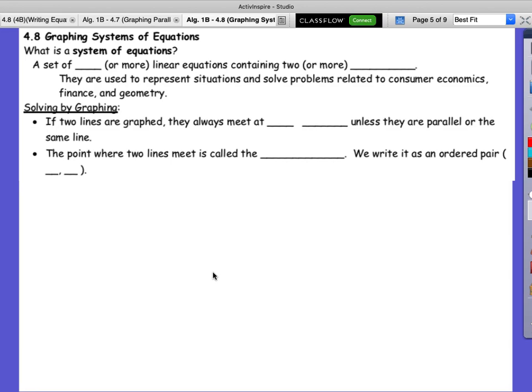Okay, what does SWBAT stand for? Student will be able to... Very good, okay? Solve systems of equations by graphing. Section 4.8, okay?